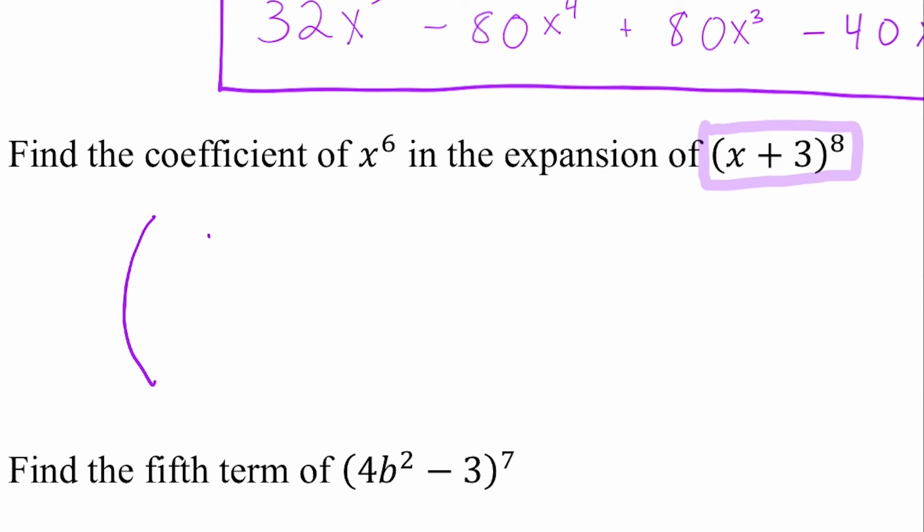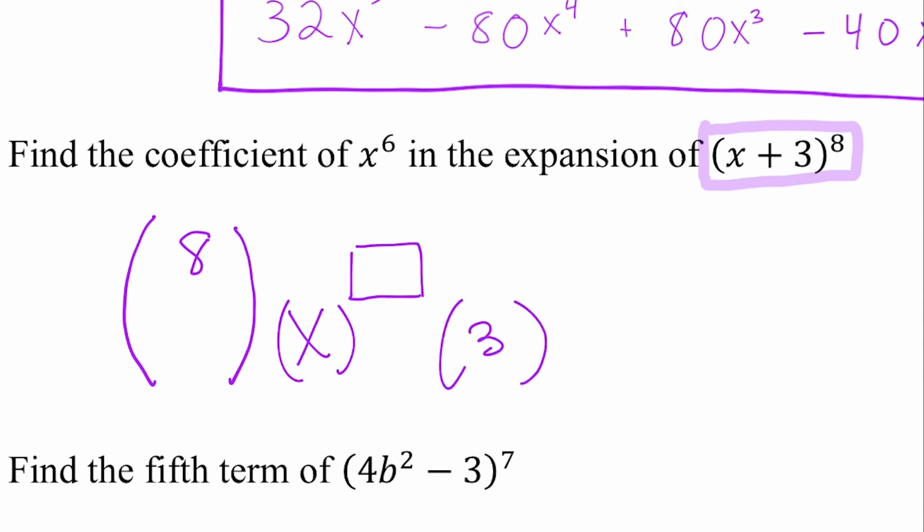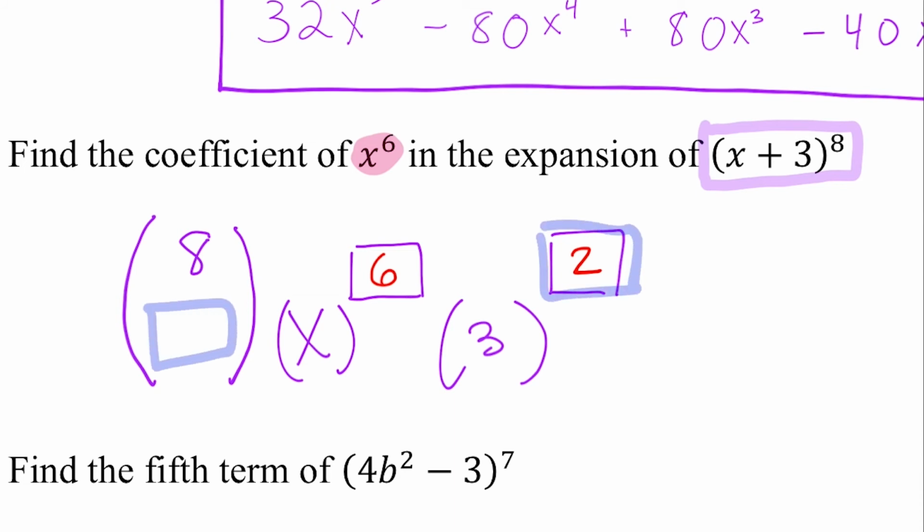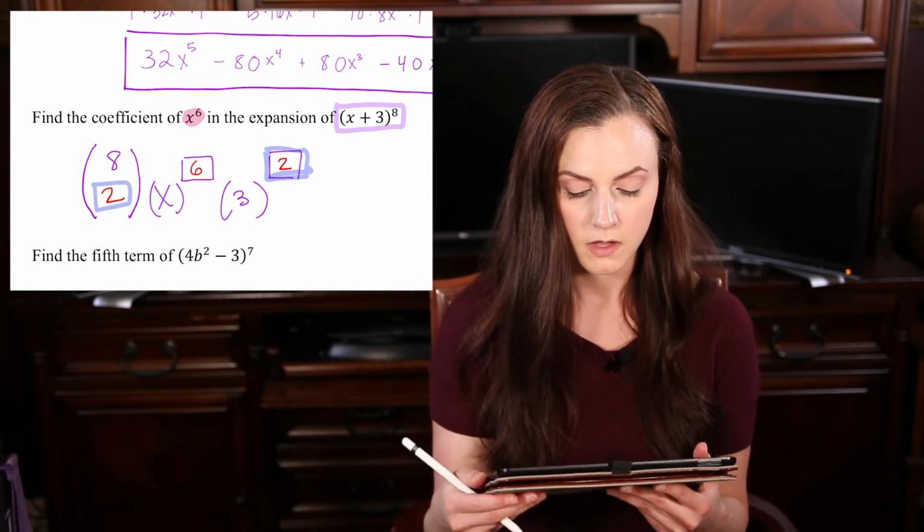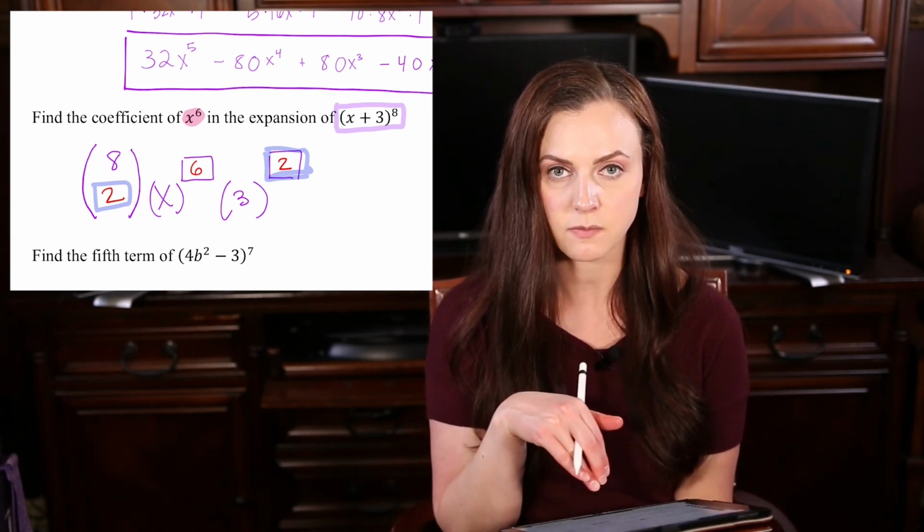So I know that 8 is going to go on top because that's the exponent, and then I'm going to have x raised to some power, and then 3 raised to some power. But they tell me in the question that it's x to the 6th. If it's x to the 6th, this has to be a 6. And then what do we know about these two numbers? They always add to n, which in this case is 8. So this has to be a 2. And then the last thing we know is that these two numbers are always the same. And so this was a way to fill this in without doing the entire expansion.